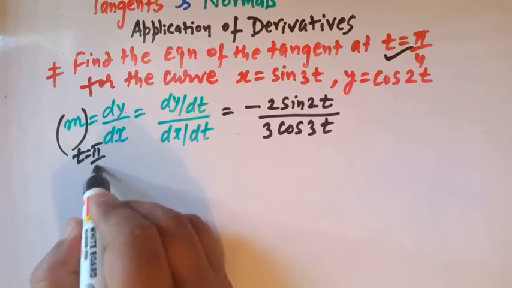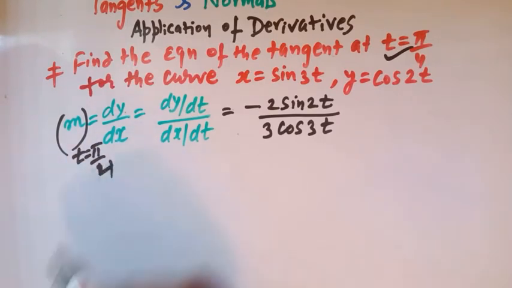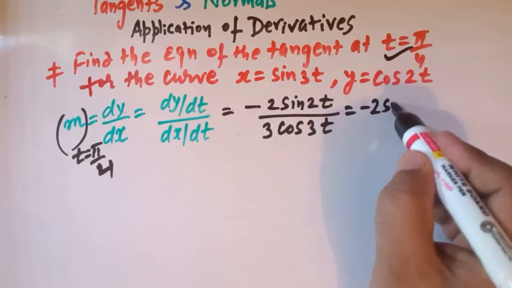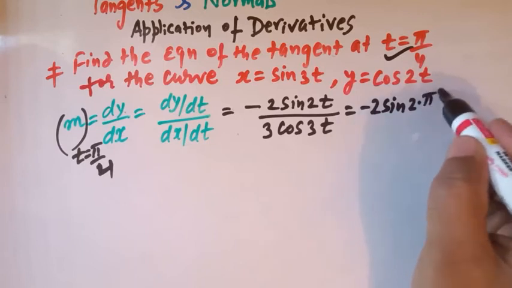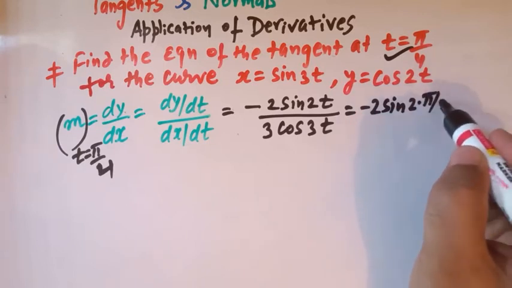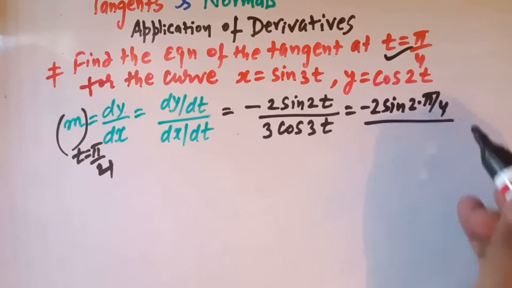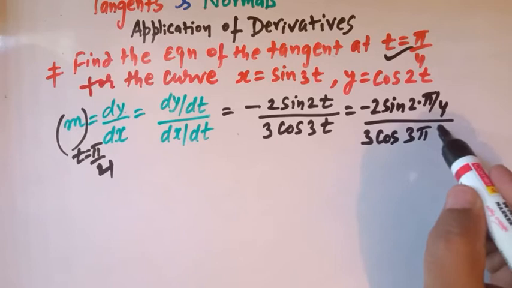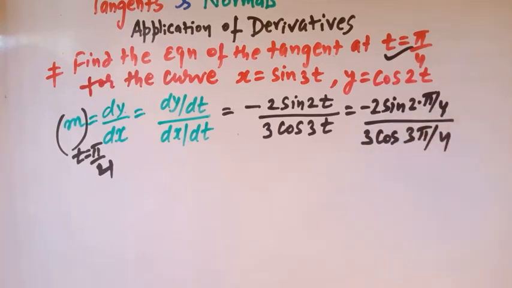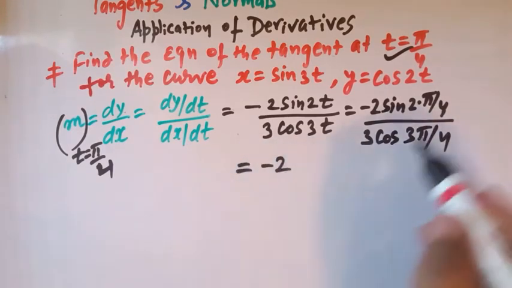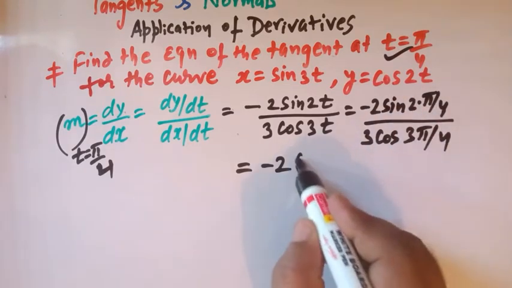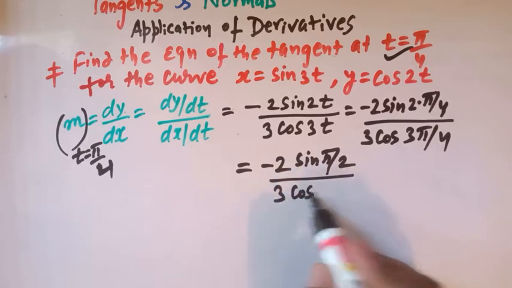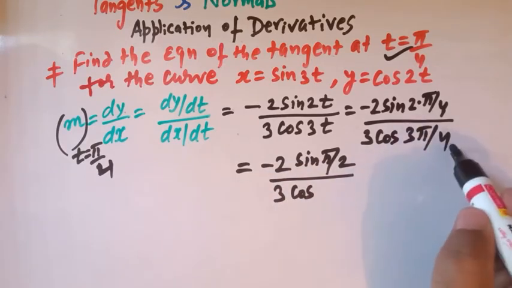Now we'll find the slope m at this point. So t is pi by 4. So we'll substitute here minus 2 sine 2 times of pi by 4, divided by 3 cos 3 pi by 4. Clear? So we have minus 2, this is sine pi by 2, and sine pi by 2 is 1. Clear? And 3 cos 3 pi by 4.